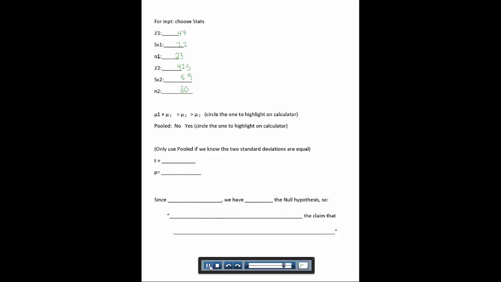You'll go to the same place as before. Remember our claim was that mu1 is greater than mu2, so we'll choose that one. We don't want it pooled. If you do this, your t is going to be 2.44, and our p-value is 0.0096. Our alpha was 0.05, so p is less than alpha. When p is less than alpha, we reject the null hypothesis, which means we can support the claim.